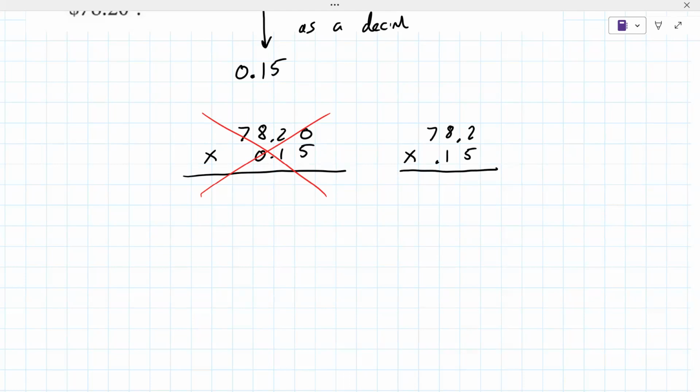11.73. That doesn't look right to my eye. And I'm not saying you're wrong. It just, boy, that just doesn't look right. It is right though. Okay. Wow. All right, good. So that's the tip.